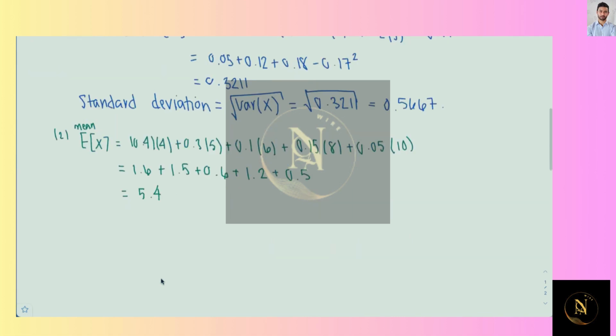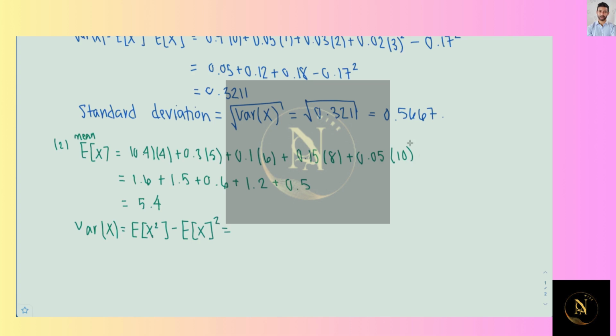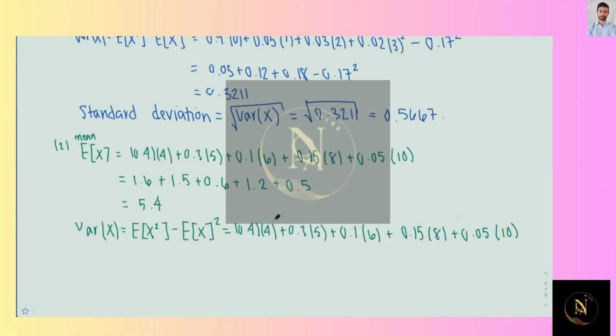Next, we want the variance. So we do as above. Variance is the expected value of the variable squared minus the expected value squared. So we'll take this, but instead of multiplying by the value, we multiply by the value squared, minus what we just got, which was 5.4 squared.